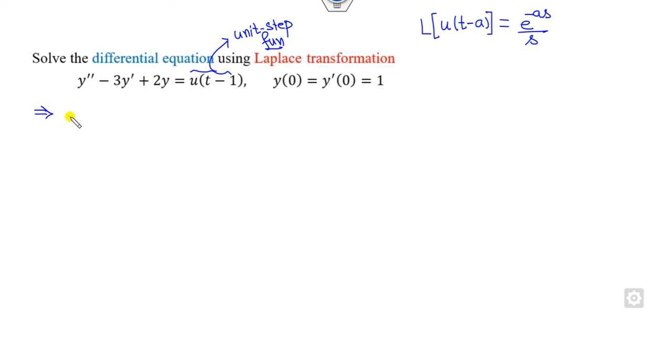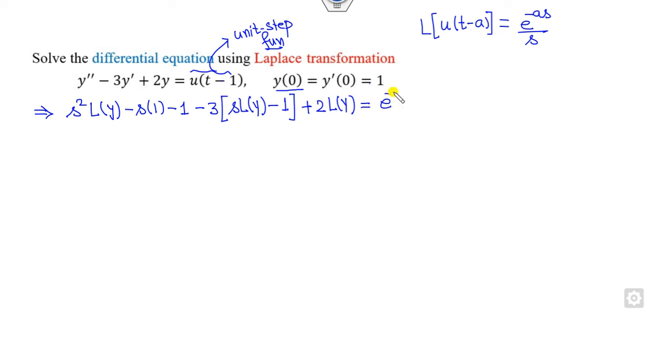Now I can apply the Laplace: s square L of y minus s y of 0 minus y dash of 0, minus 3 times s Laplace of y minus y of 0, plus 2 L of y. What is the Laplace of this? I can compare. A is my 1, so e raised to power minus 1s over s. So I can open this bracket. So s square minus 3s plus 2.